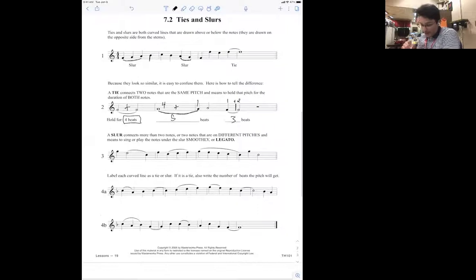Now, a slur connects more than 2 notes or 2 notes that are on different pitches and means to sing or play the notes under the slur smoothly or legato. So we see this a lot whenever we have text in a song.